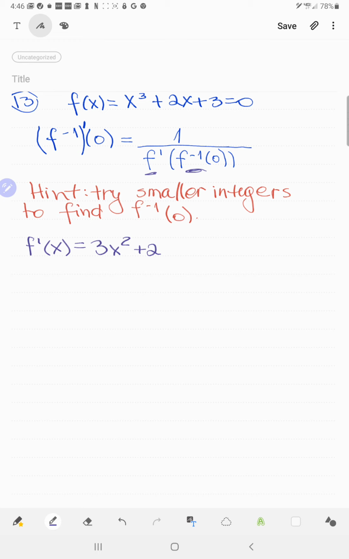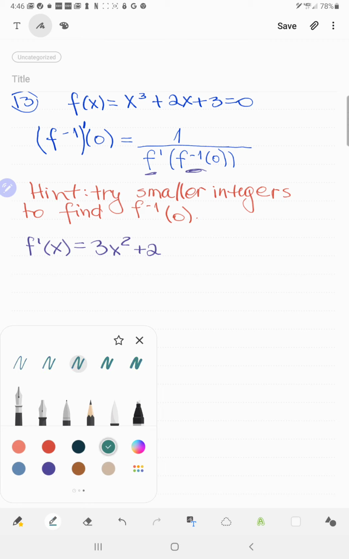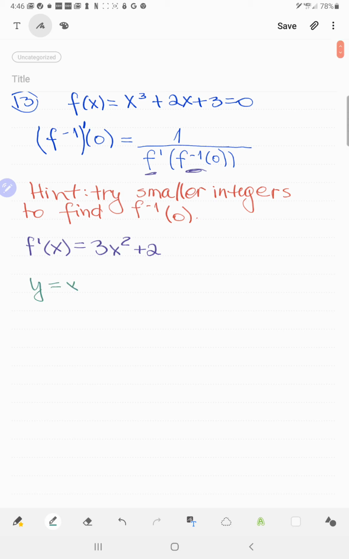So the way I usually think about it is, instead of writing f of x, I'll write this as y. So nothing changes. I am just renaming it as y is equal to x to the third plus 2x plus 3. And now I'll be using the hint. And the hint says try smaller integers to find f inverse of 0. So basically we're looking for what value of x our y value would be equal to 0.